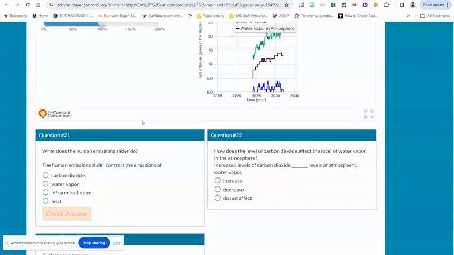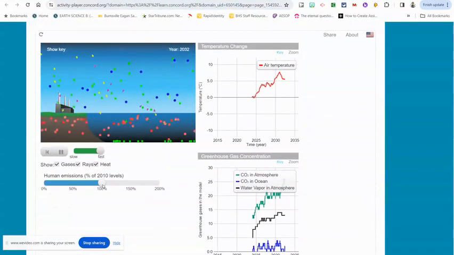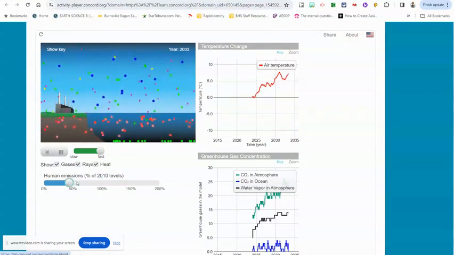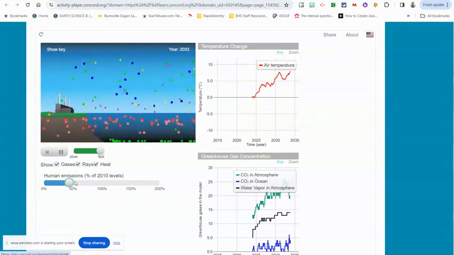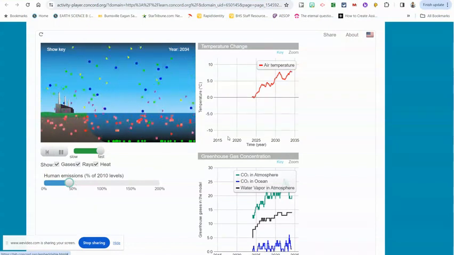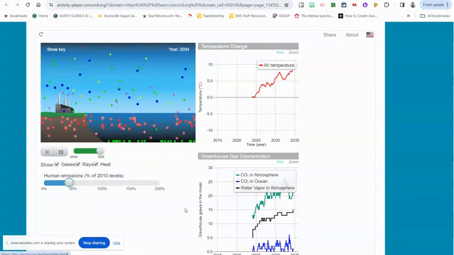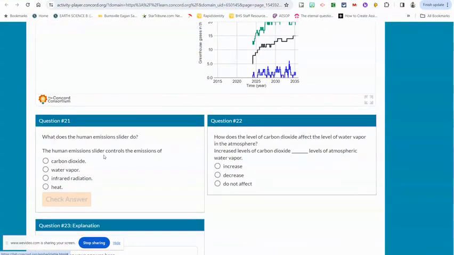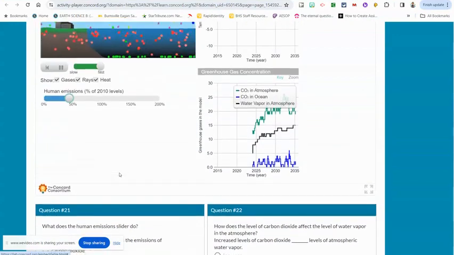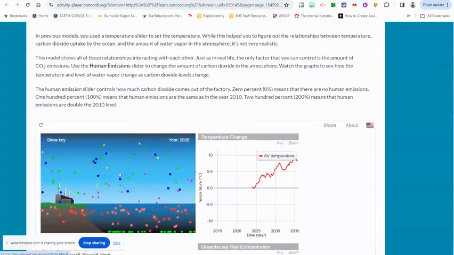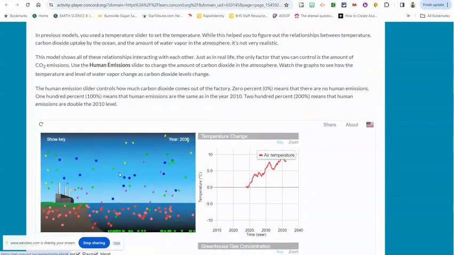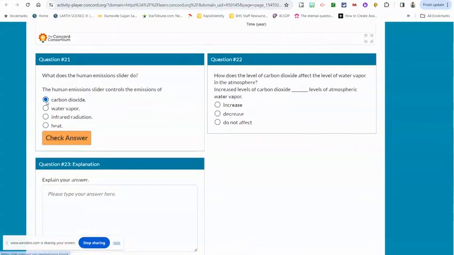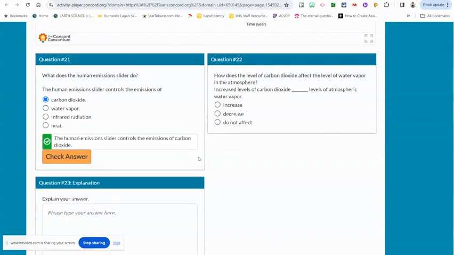Question, what does the human emission slider do? So this is controlling if you could magically increase or decrease the human emissions. Let me decrease it down to below 50%. And then you can see what effect that has. So the human emission slider controls the emission of carbon dioxide, is what I would say. That's the only thing we can control.